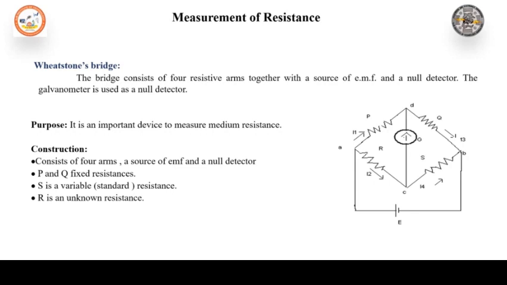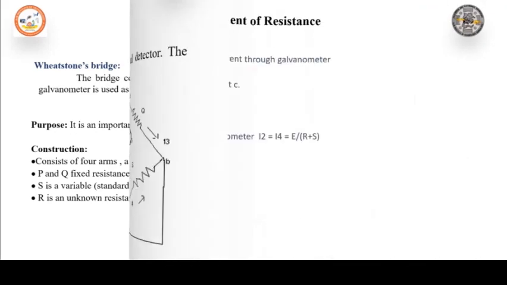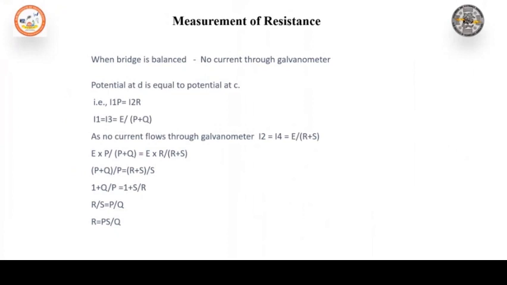Considering the battery path under balanced condition, I1 is equal to I3, which is equal to E divided by P plus Q. Like that, I2 is equal to I4, which is equal to E divided by R plus S. Using both the equations, you can derive the relation and you will land up with the final relation: R by S is equal to P by Q, so R, the unknown resistance, is equal to PS by Q. This is the required balanced condition of the Wheatstone bridge.